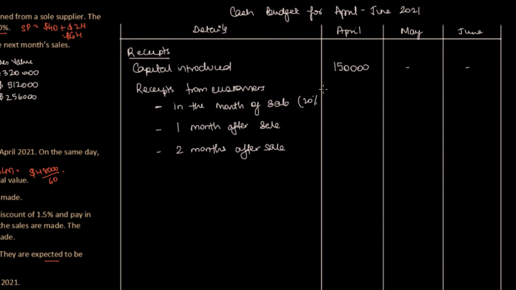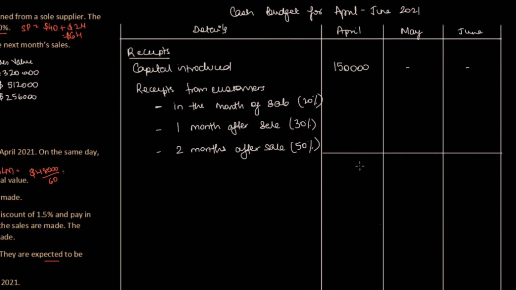Basically 20% in the month of sale, 30% 1 month after sale, and 50% 2 months after sale. If you don't want to do this here in the cash budget, you just want to write it as a single line item, that also can be done. Then you have to do this as a separate working note, and then you can present the entire collection from customers as a single line item. That's also fine. We don't know the amounts yet.